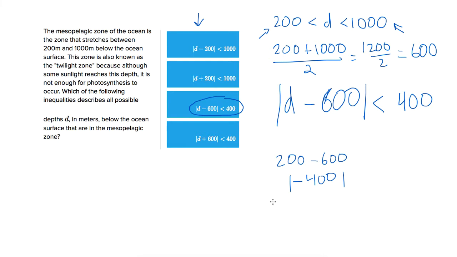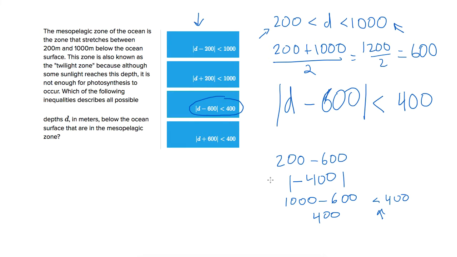Same thing with 1,000 minus 600 would be the upper end of the limit, and that limit has to be less than 400. Okay, so that's how this problem works. Would need to be less than 400. So I hope that that was helpful. This is not true here, but 999 would make it true.